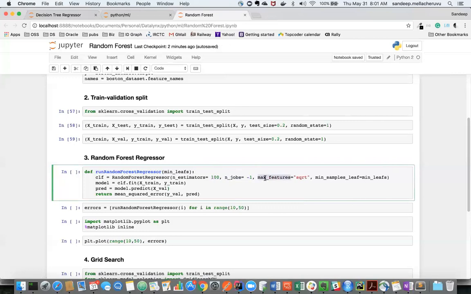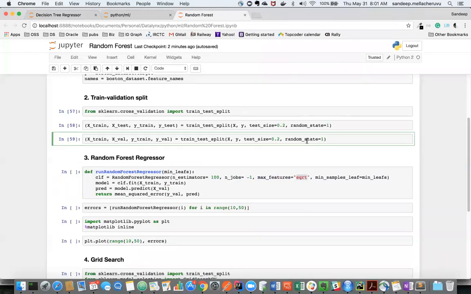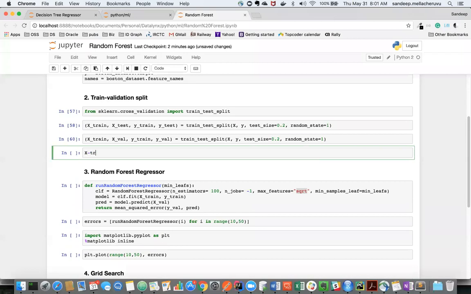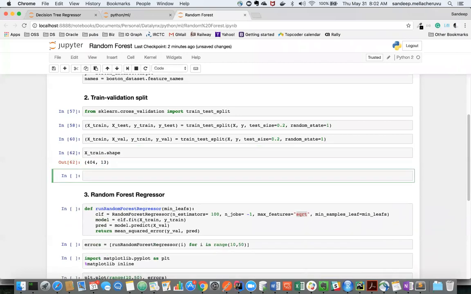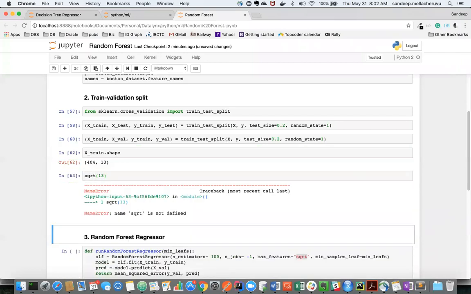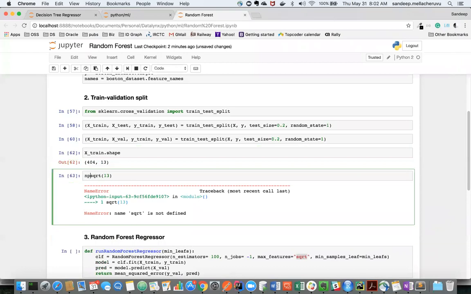And max features: at a time, how many features or variables do I select? I am saying square root. So how many variables do I have? x_train.shape. How many X variables do I have? 13. So what I'm saying is, at a time, I take the square root of 13 variables.